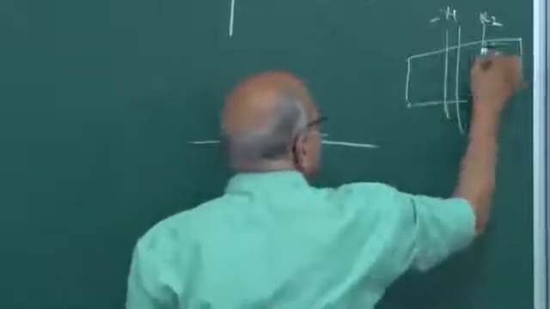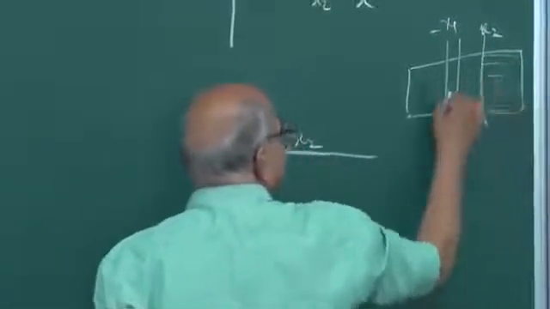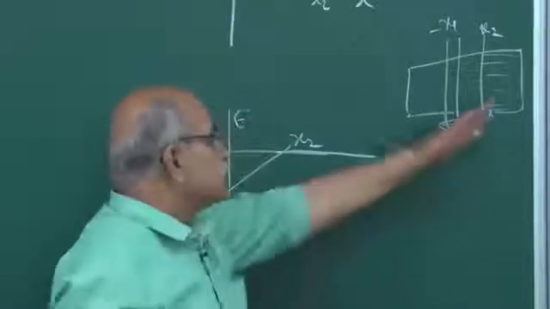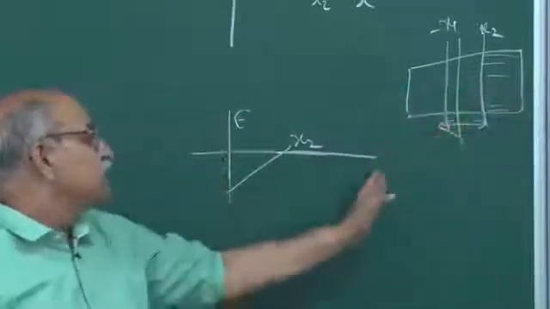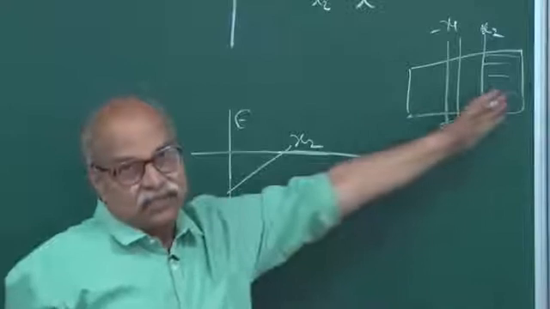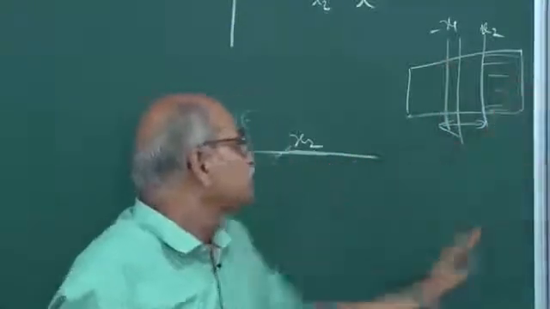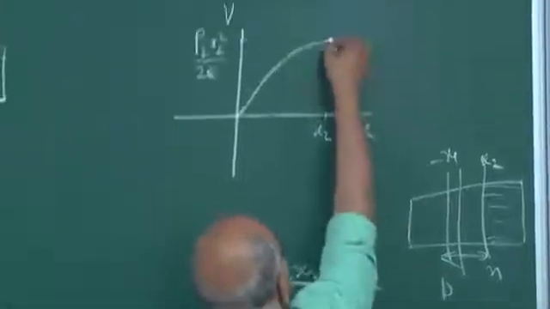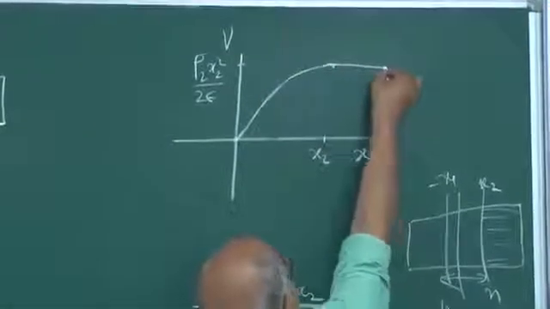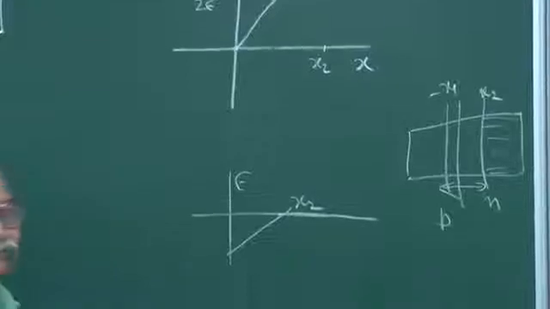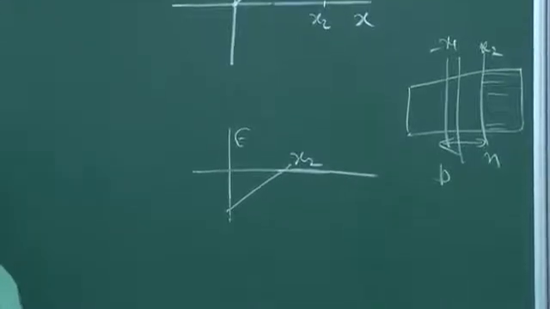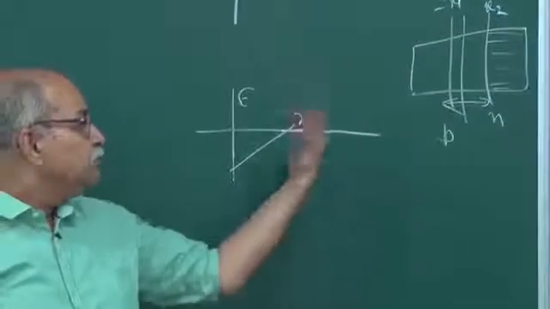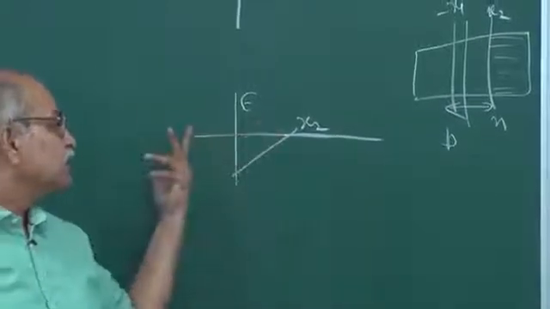So beyond x2, here in this region, this is the depletion region. So in this region, there is no electric field, and so the potential is constant. So throughout this n-type region, the potential remains constant like this. Same is the story on the p side, or x less than 0.